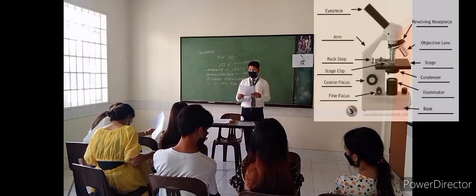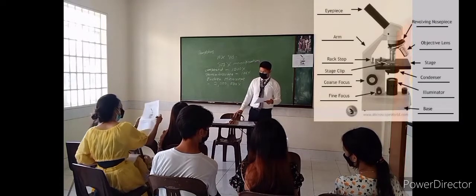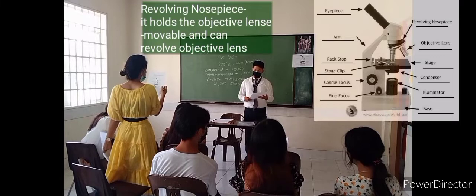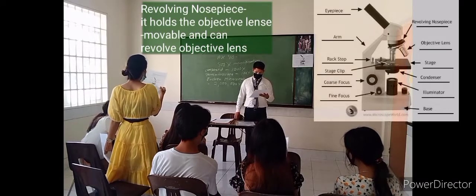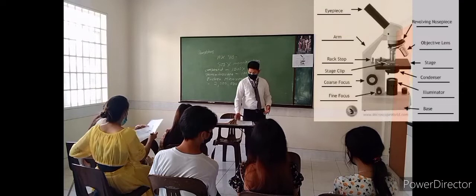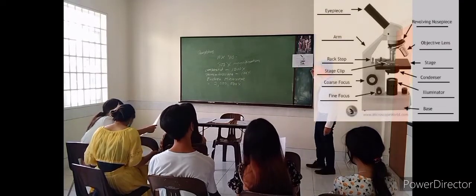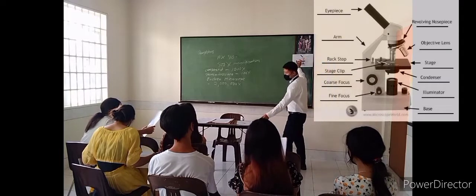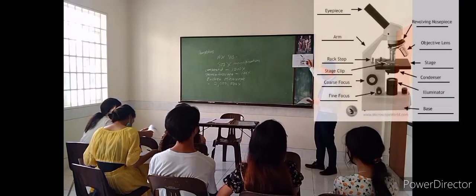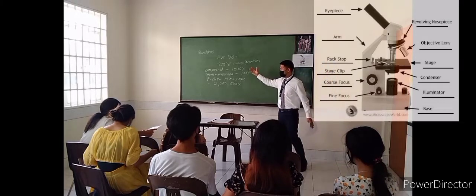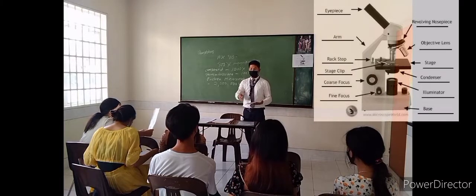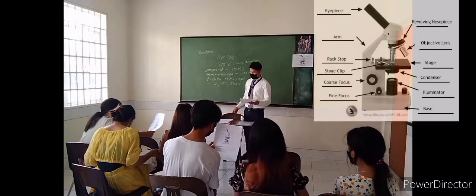Number 3, the revolving nose piece. It holds the objective lenses. It is movable and it can change the objective lenses depending on the magnification power of the lens. So the revolving nose piece is deployed depending on the magnification power of the lens, to magnify the object that you are observing. Please read.